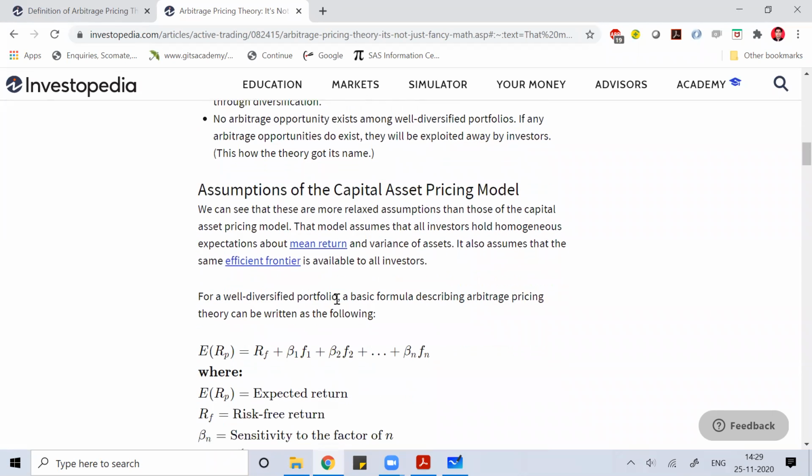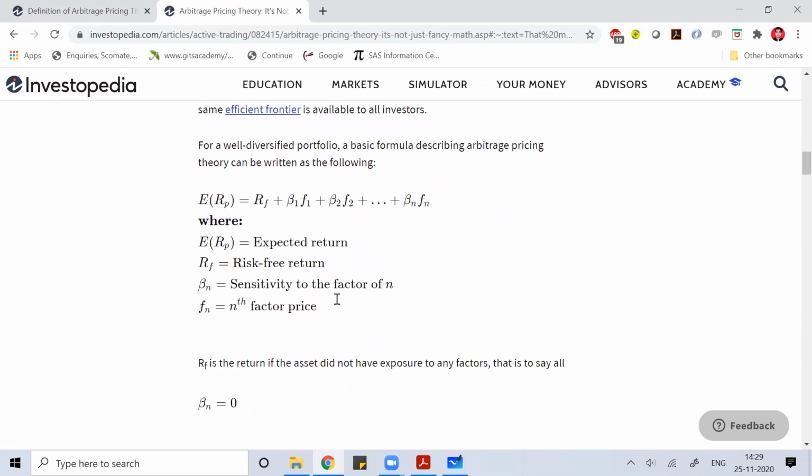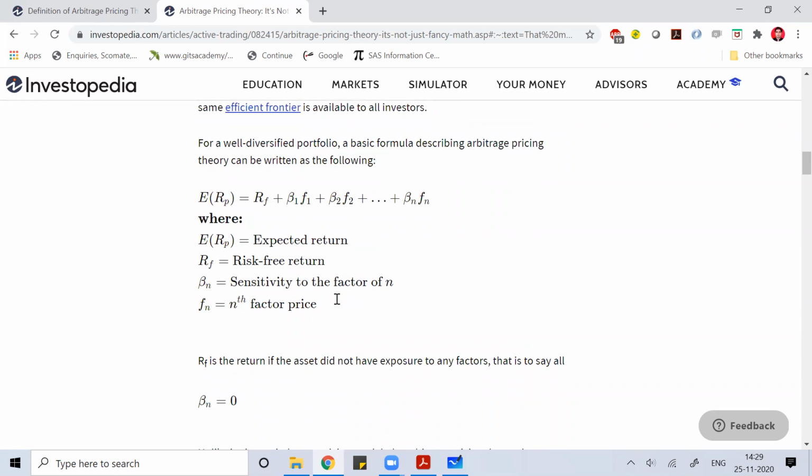When we talk about the arbitrage pricing model, you can see this is the formula of the return on the security: RF plus beta 1 into F1 plus beta 2 into F2 till beta n into Fn. Here beta 1, beta 2, beta 3 are basically the risk coefficients, the systematic risk factors of different forms of risk.